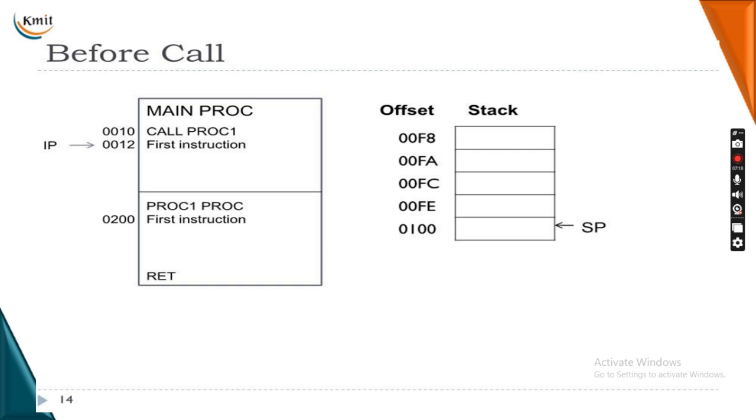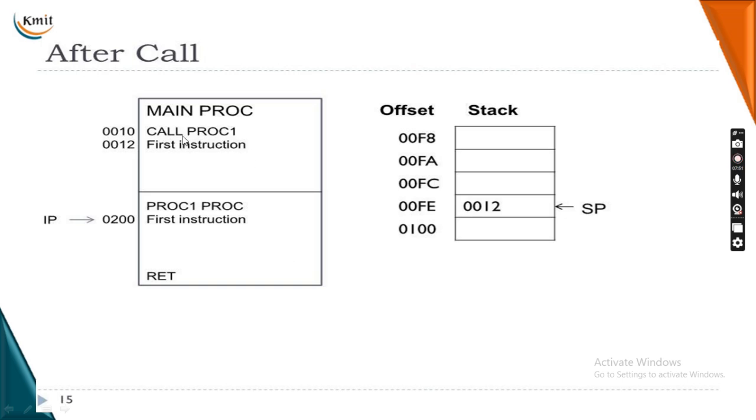So before call, it is a main proc, call proc, the next instruction, this one, the first instruction. So how will it execute? First, the stack pointer is pointing to 0100. So before any call, this is how the stack will be. It is empty. So this is my program, which is main proc, call proc1, proc, return.